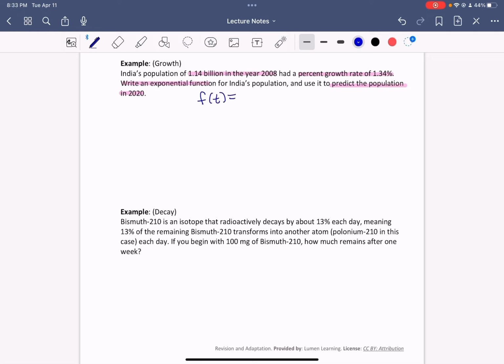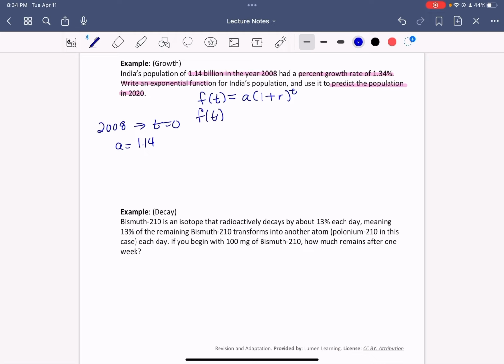f of t is equal to a times 1 plus r to the t. And so that was the formula we first wrote down. Now, things that we know about this. We know a is our initial or starting value. A lot of times when you're looking at years, so this one's looking at 2008 and then 2020, we don't use the 4-digit year. We start with 2008 and we call that our 0 year. So if 2008 is our 0 year, that means that amount of 1.14 billion is our initial or starting value.